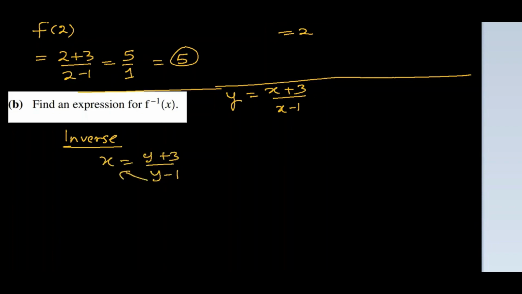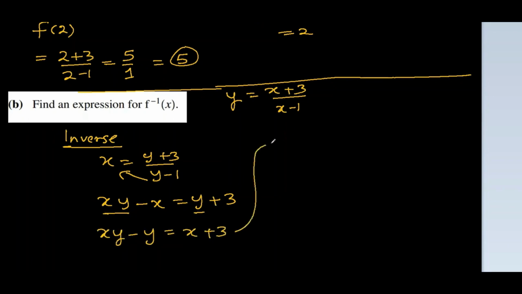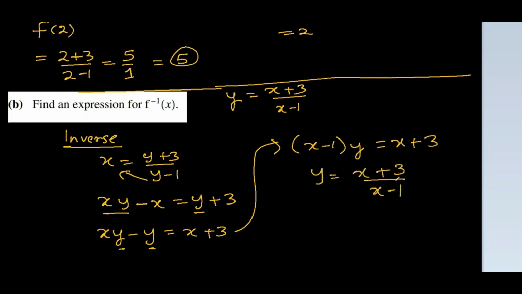First we will have cross multiplication, which will be xy minus x equal to y plus 3. Since we have to isolate y, we will collect these y's on the left side. So it becomes xy minus y equal to x plus 3. And now we can take y common as a factor outside a bracket here. So x minus 1 times y equal to x plus 3. It is factored. So y becomes x plus 3 over x minus 1.